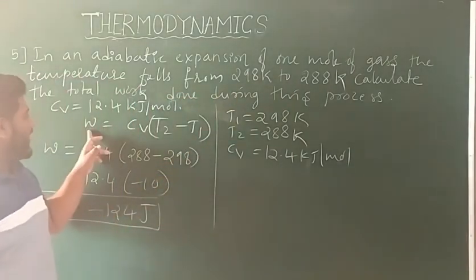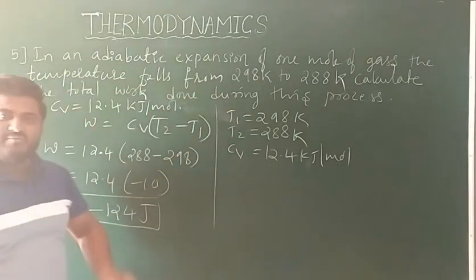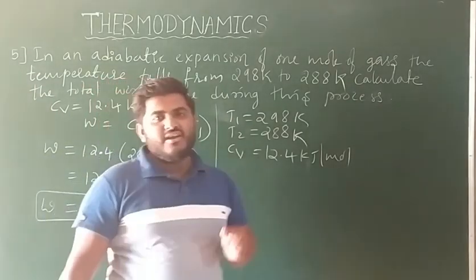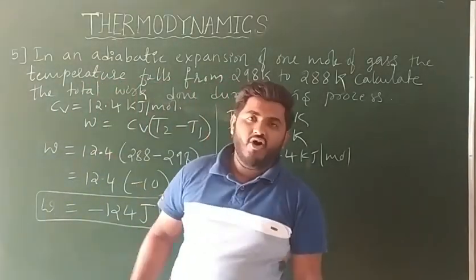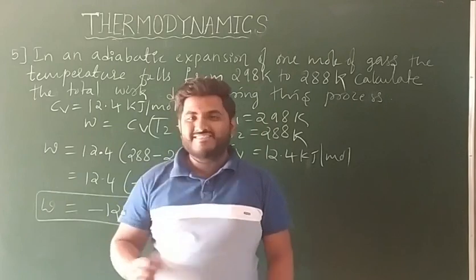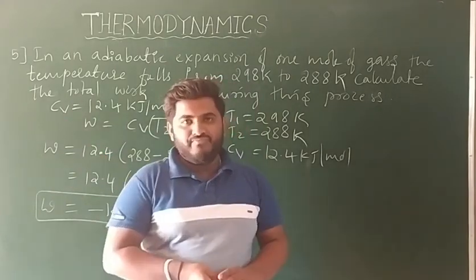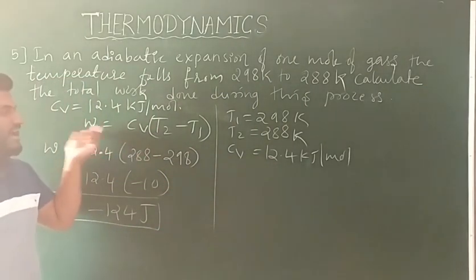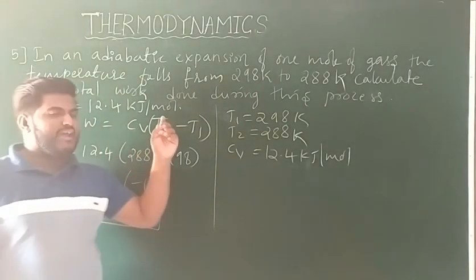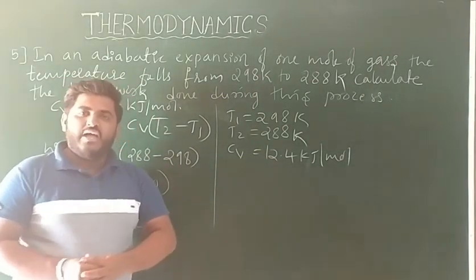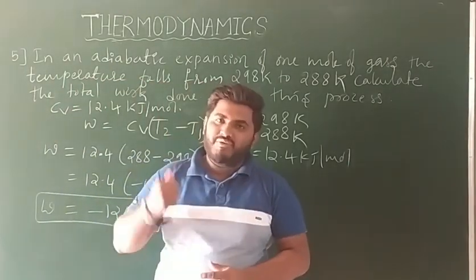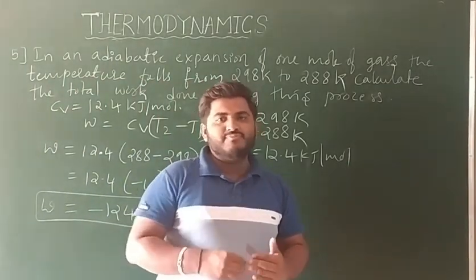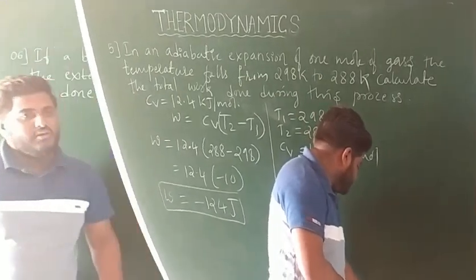You have to remember this formula. Whenever CV is given, CV means specific heat capacity at constant volume, or you can say molar heat capacity at constant volume. That is not in your syllabus, even though you have to remember this formula, W is equal to CV into bracket T2 minus T1. I hope you understood. This is problem number 5. Next we will discuss problem number 6.